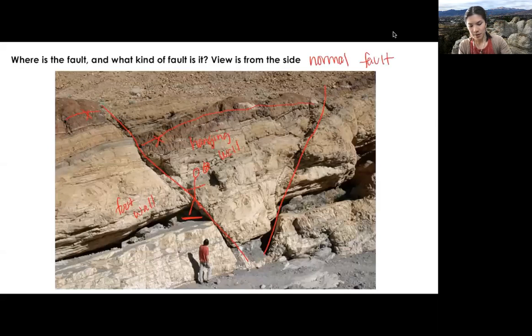All right, there was another fault on this side here, then re-outlining again. And this is, if we go through those same steps, we're going to see that this is also a normal fault.